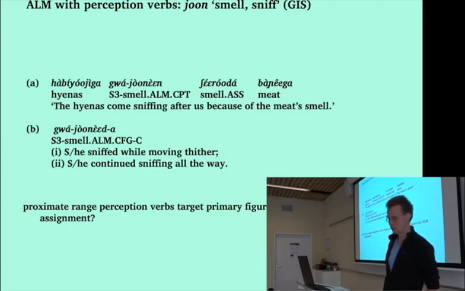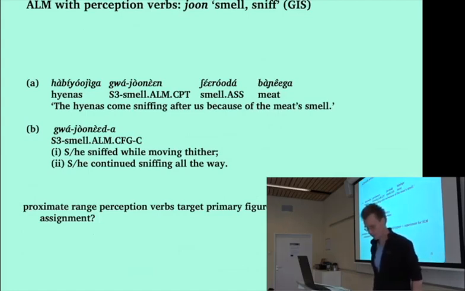With John, that's to smell, to sniff, another perception verb, the associated locomotion is clearly assigned to the experiencer, not to the perceived person or animate, which could be seen in 16 in your handout. And this might reflect a cognitive hierarchy in perception: the verbs for distant range perception select the phenomenon as target for the assignment of the ALM marker, whereas proximate range perception verbs target the experiencer for this ALM assignment.